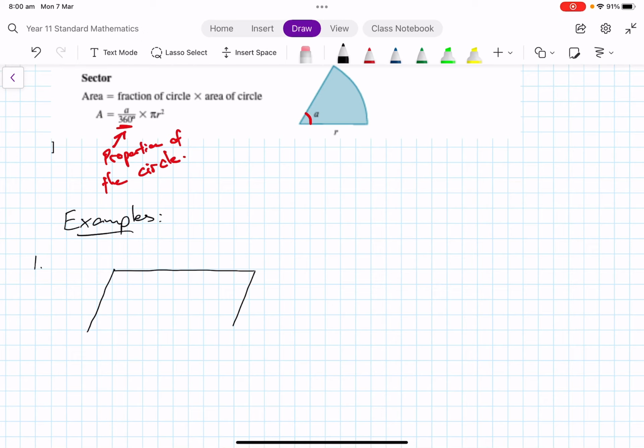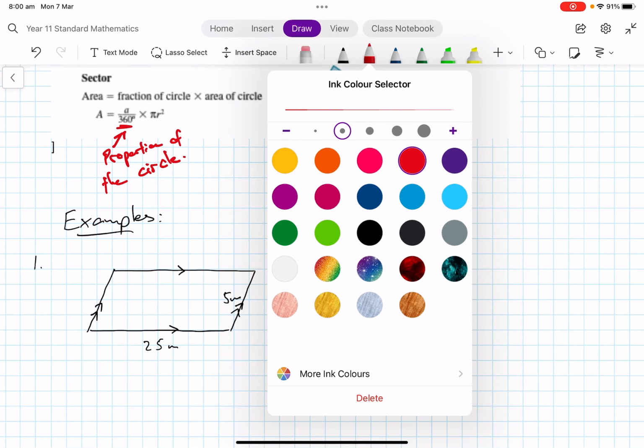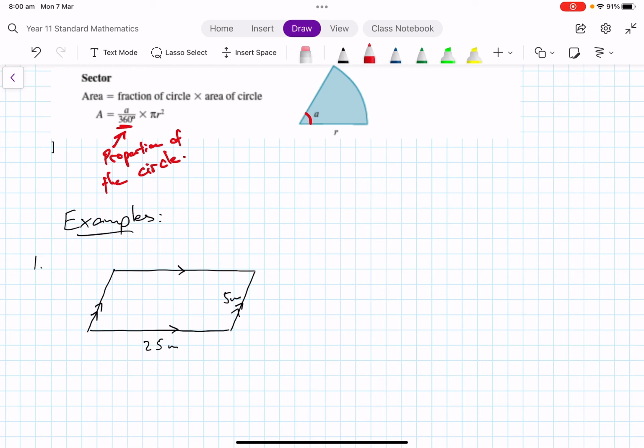Given a parallelogram. And you're told that this is 25, and you're told that this is 5 meters. That's parallel, that's parallel. That's parallel to that, so that makes it a parallelogram. And then the diagram has this.